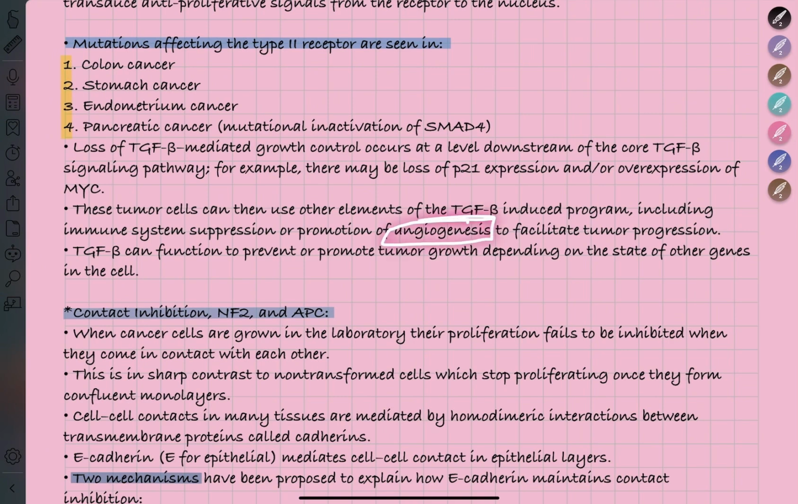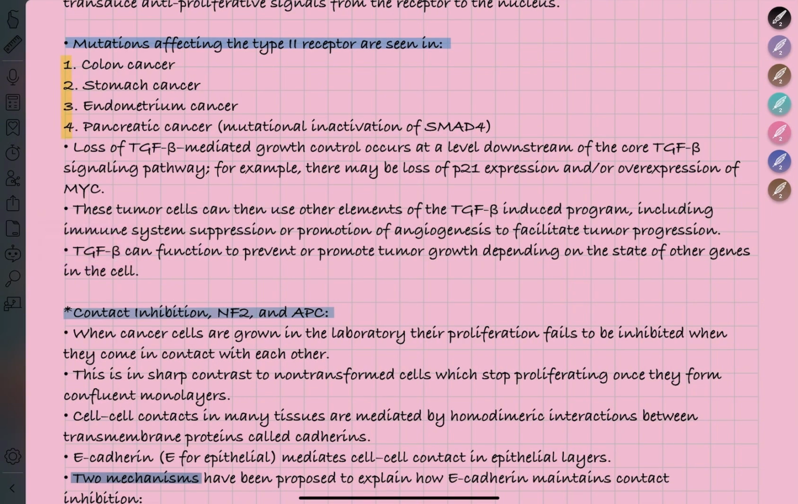The tumor itself, we already know that cancers are going to start, and tumors are either going to start generating or they're going to start undergoing angiogenesis for more nutrients for it. Okay, they're going to start using the body for its nutrients. Okay, especially by angiogenesis. So it tells you that the tumor cells will use the other elements of the transforming growth factor. Okay, they will take advantage of it, including the immune system suppression and promotion of angiogenesis, and it will facilitate the tumor progression.